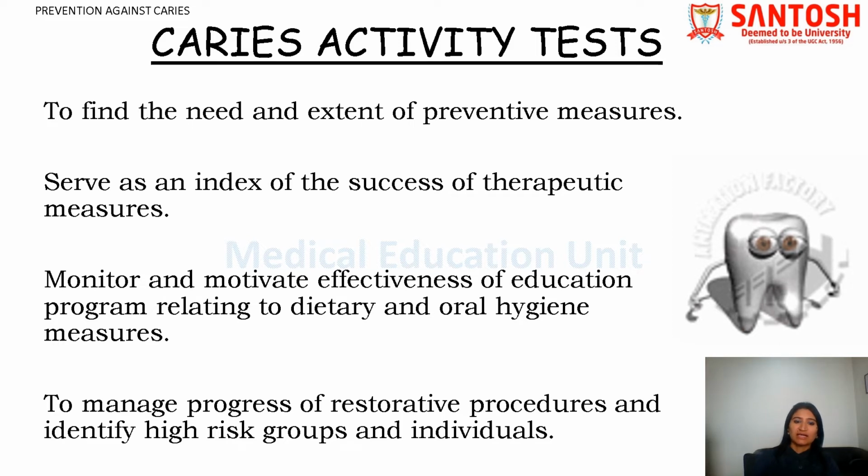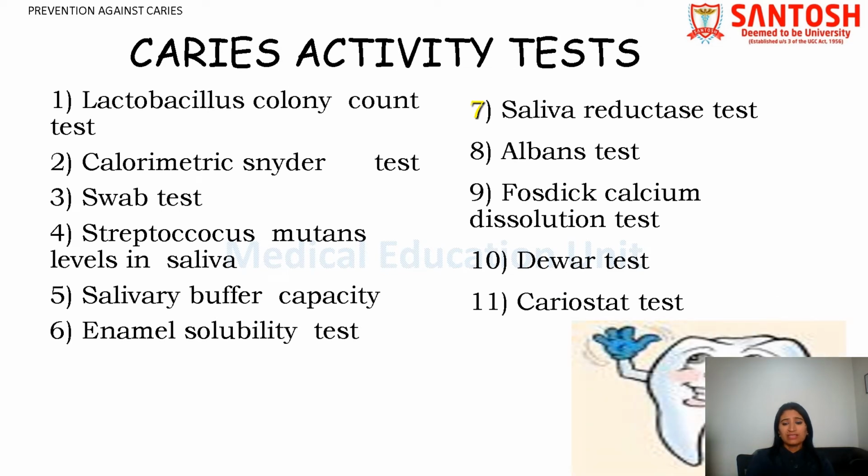Caries activity tests are done to find the need and extent of preventive measures. They serve as an index of the success of therapeutic measures. They are used to monitor and motivate effectiveness of education programs relating to dietary and oral hygiene measures, and to manage progress of restorative procedures and identify high risk groups and individuals. There are various caries activity tests which can be carried out, like the lactobacillus colony count test, the swab test, Almond's test, Cariostat test, etc.